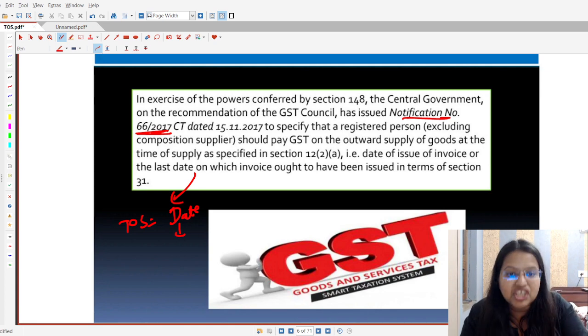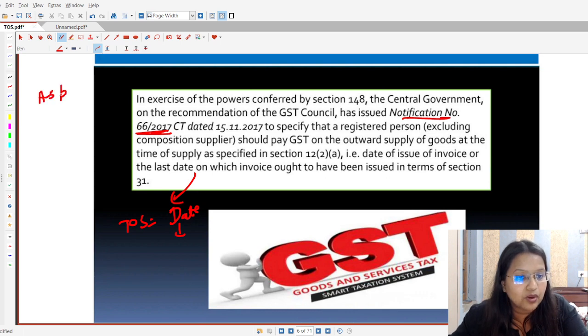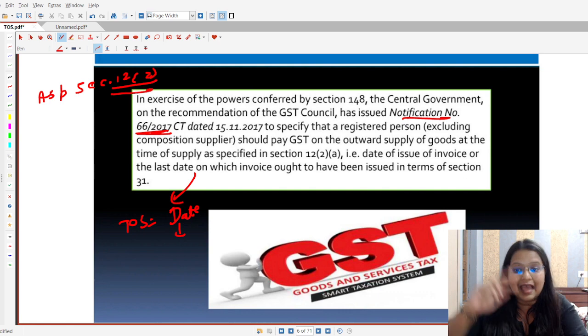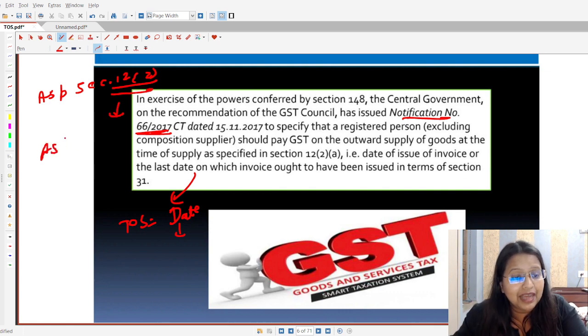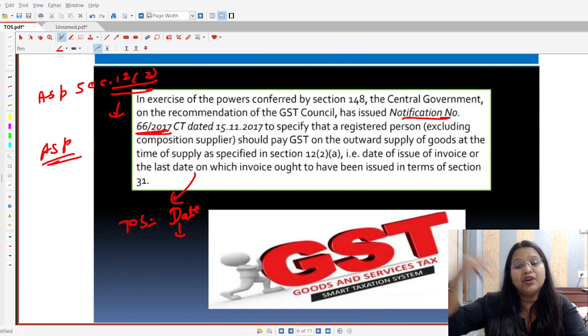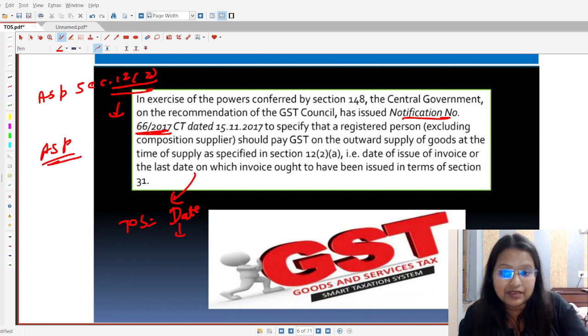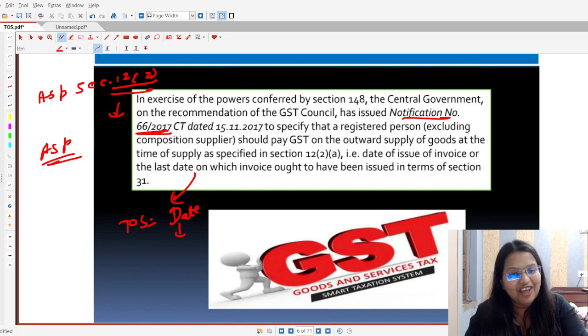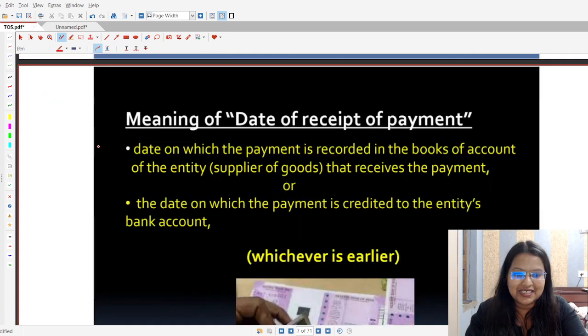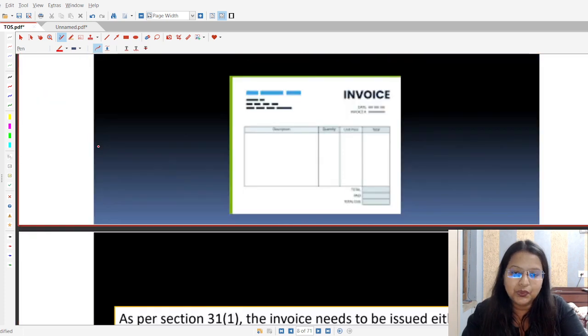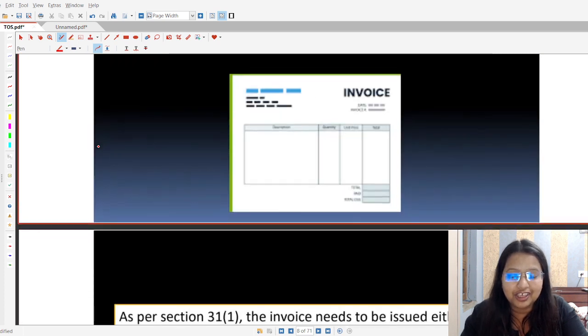But if this point comes in the examination, what you have to write is, first of all you have to explain section number 12, subsection number 2, that is I or P, whichever is earlier. Then you have to state that, but now there is a notification that as per notification number 66 by 2017, now there is only the point of I. Okay, great students. Now, so this is section number 12, subsection number 2. I hope you all have covered it very well.